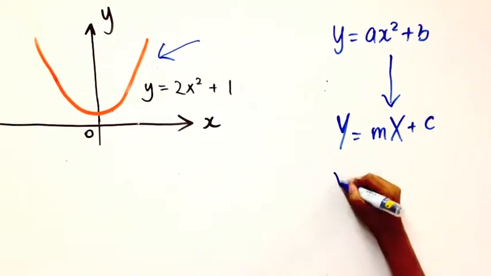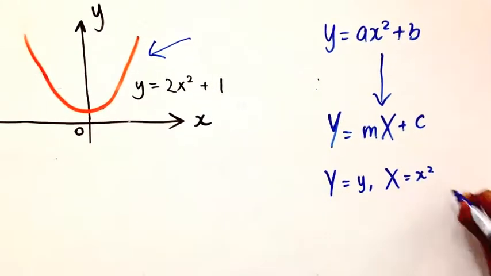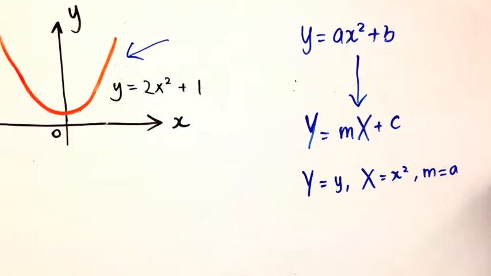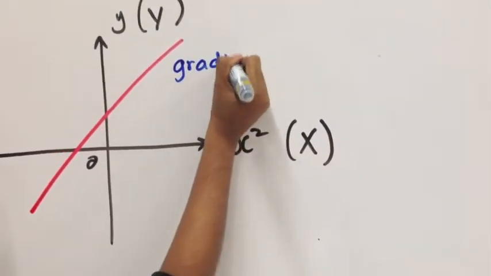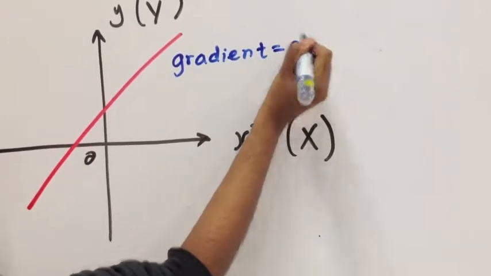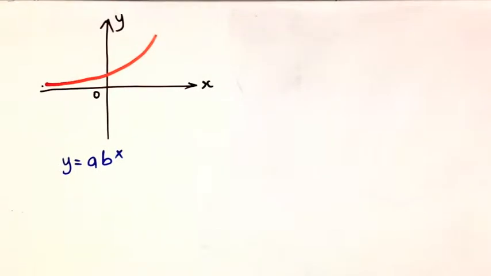We take Y equals y, X equals x squared. Hence, we can see that m, the gradient, is a, while c, the vertical intercept, is b. By plotting y against x squared, we can see that the curve is a straight line of gradient a, with vertical intercept b. The variables y and x squared are hence linearly related.